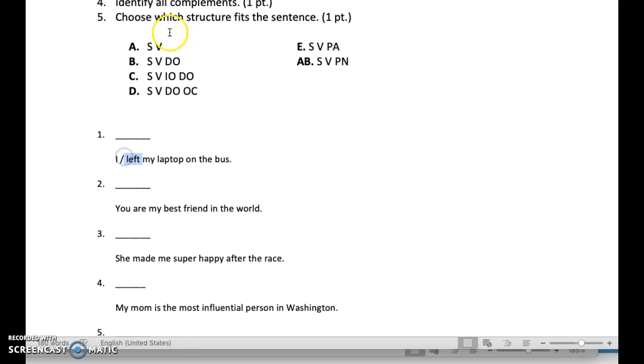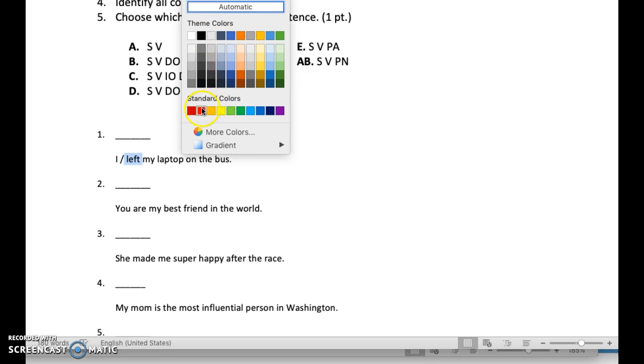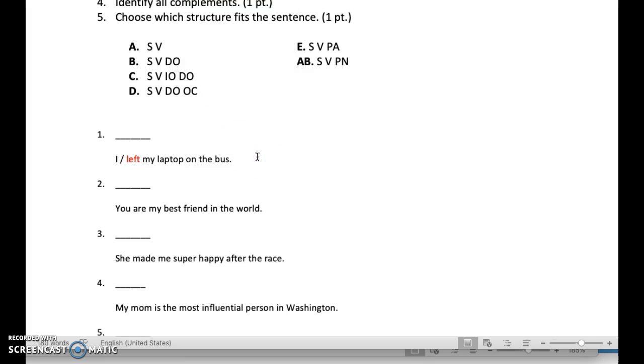Next, I'm going to find my verb. So there's my verb. The verb is the centerpiece. If you're ever confused, work from the verb. Find the verb and work your way out. So my subject is I. My verb is left. Looks like an action verb to me.